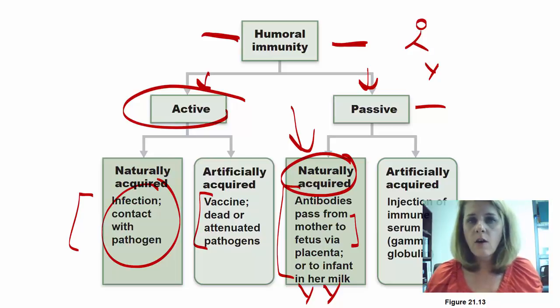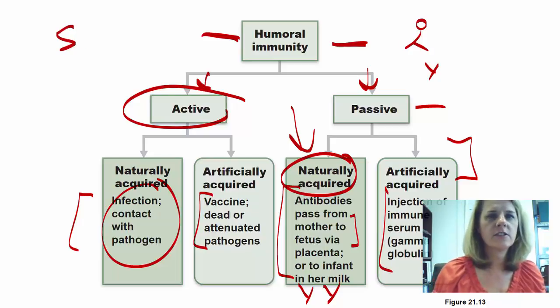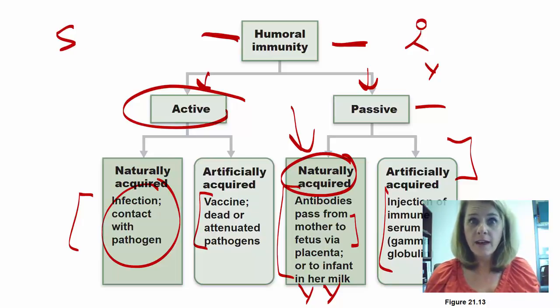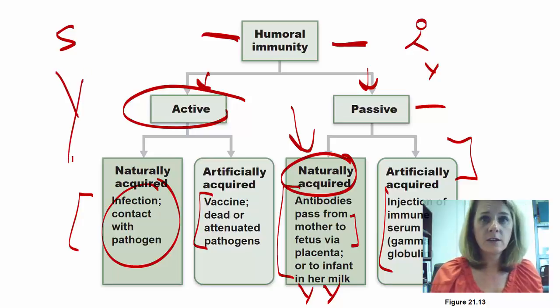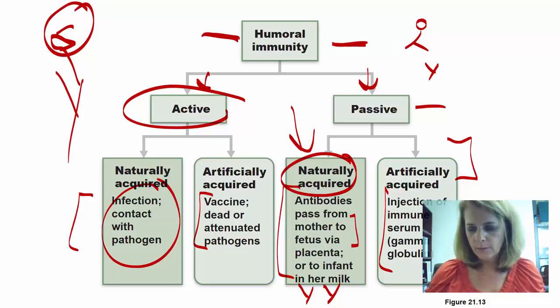Then you can have what's called artificially acquired. This is when you get bitten by a snake, a tiger, a spider, and they give you the antivenin or the immune serum. So you've been bitten by a snake, and here's the snake antigen, and we need to get rid of that. So they infuse those antibodies straight into your system, and those antibodies will go and grab that snake venom and get rid of it. That's what's called antivenin. So that will be artificially acquired.